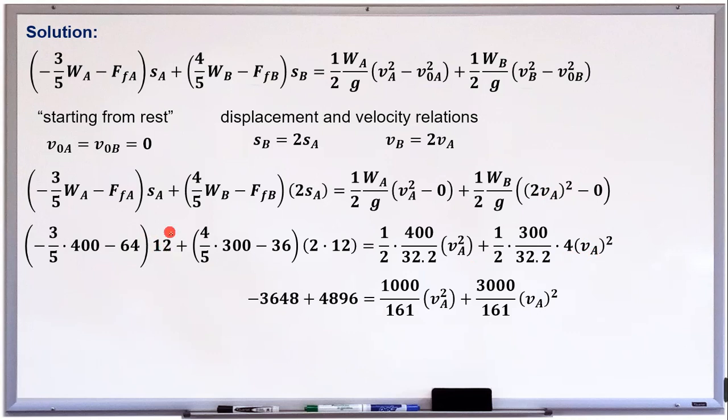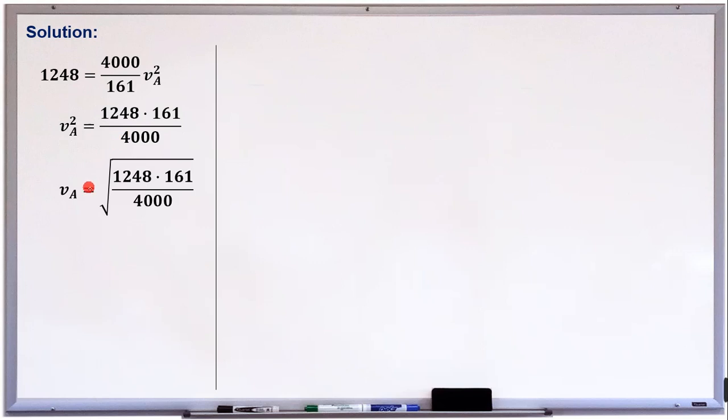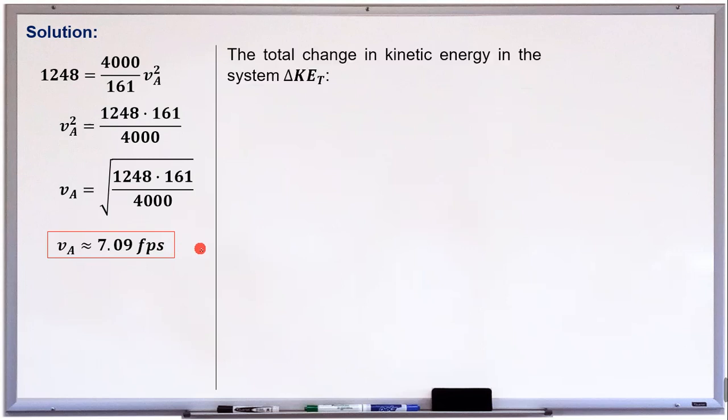Next, simplifying the left side of the equation, it will become negative 3648 plus 4896 is equal to this one. Now, we can combine these two terms. So we have 1248 is equal to 4000 over 161 VA squared. Next, divide both sides by 4000 over 161. So you have here VA squared is equal to this expression. Then square both sides of the equation. You will have a value for the final velocity of A that is roughly equal to 7.09 feet per second.